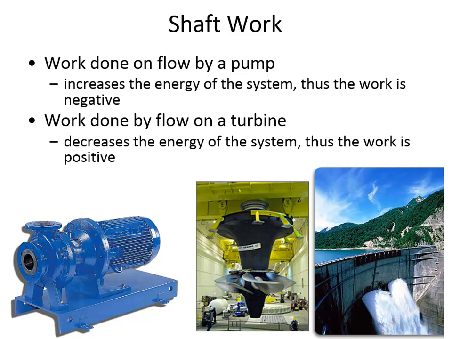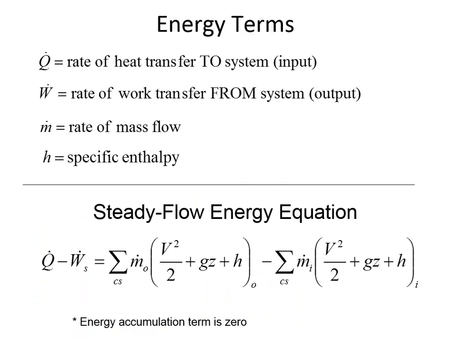And so the work is negative in the case of a pump. It's removing energy. But the work done is positive for a turbine. The work is negative because the pump is not removing energy from a system, but rather it's adding energy to a system. And this steady flow energy equation shows that if we have heat transfer, that can be accounted for with Q dot.